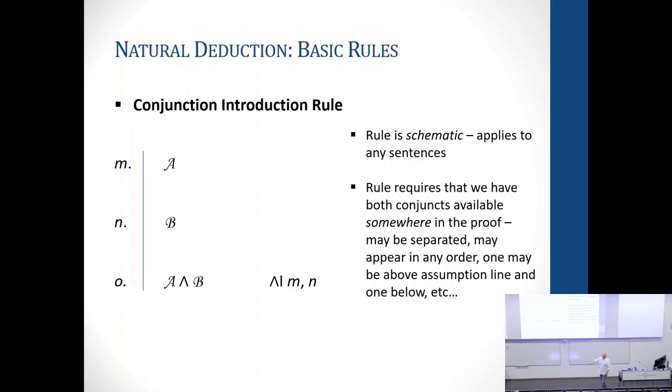Note, I'm presenting this in as generic a way as possible. So both of these sentences might be an assumption, so they might be above your assumption line. Both of them might be sentences you've derived. Maybe one's an assumption and one's derived. Doesn't matter. They can be presented in any order. They can be presented with as many lines in between as you want. All that matters is if you have a sentence and another sentence on a line, you can build their conjunction while staying on that same line.